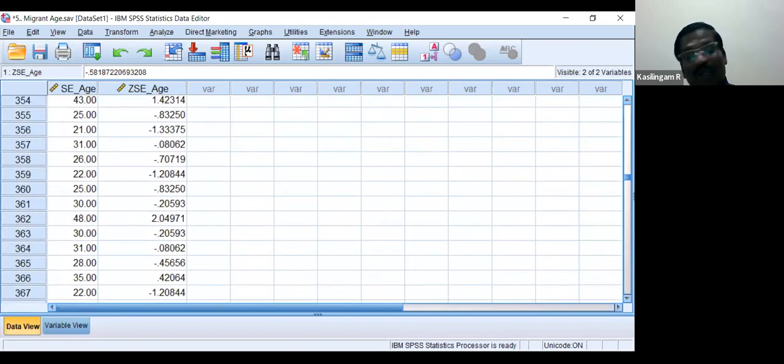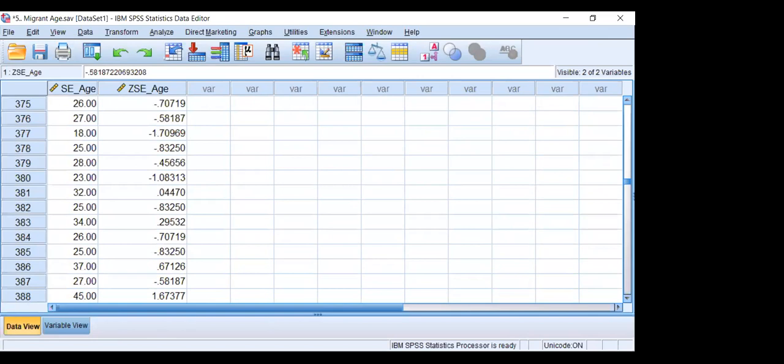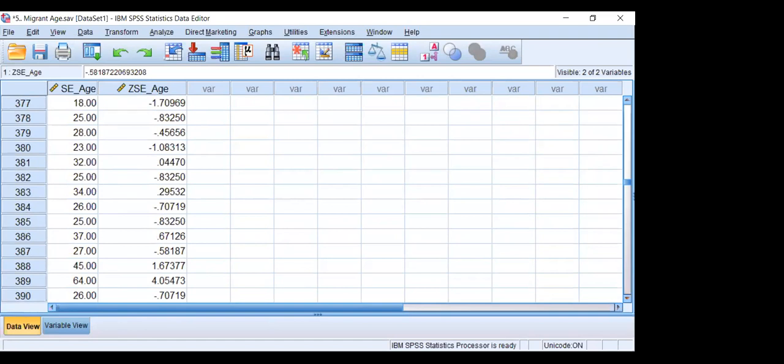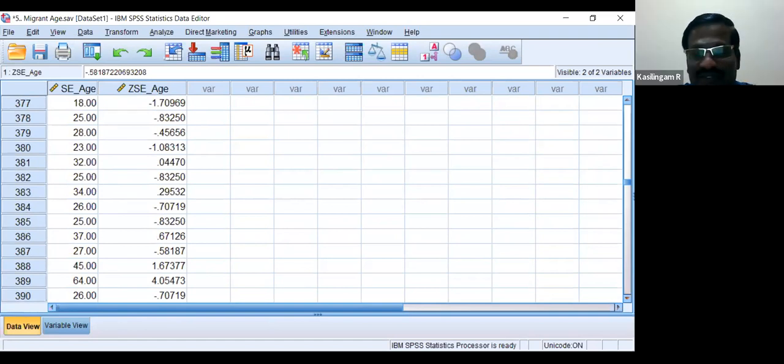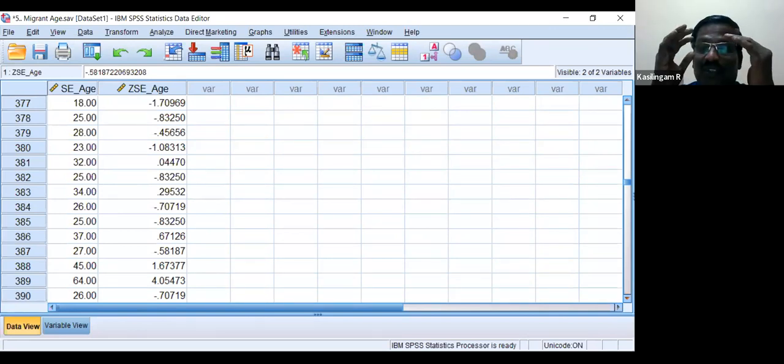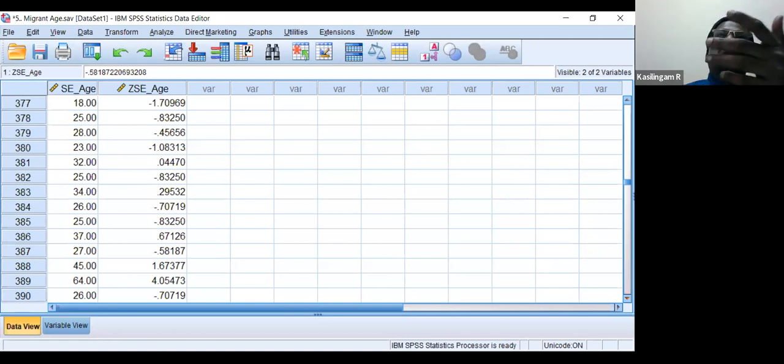Now let us go to another one, 389. 64. Look at the value. It's more than 3. Some people don't fight with me. If it is minus 3.2, we call it more than 3. Actually in a minus it is less, we have to tell. That is why I'm telling, look at the absolute value.